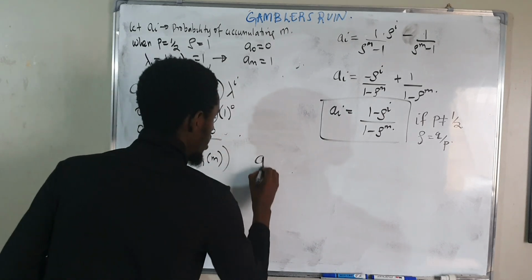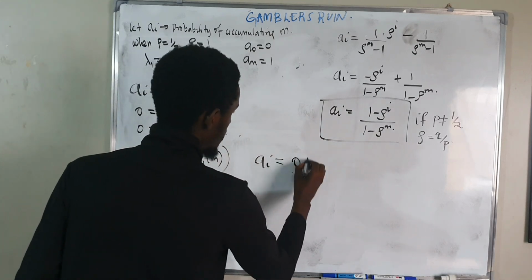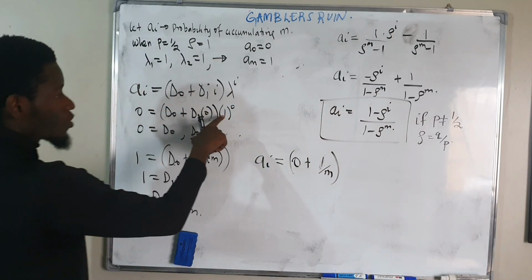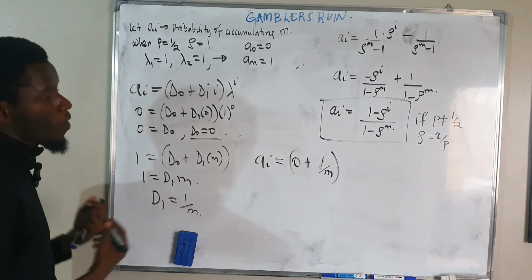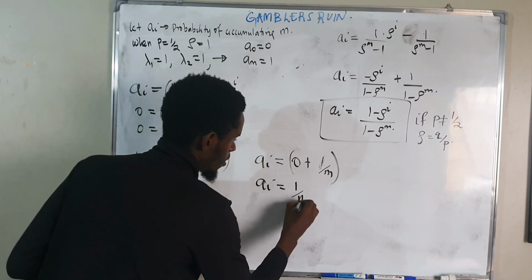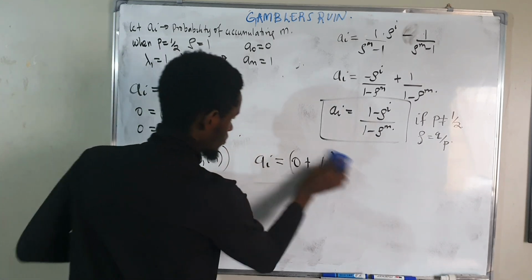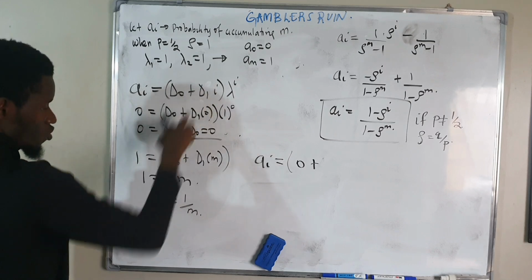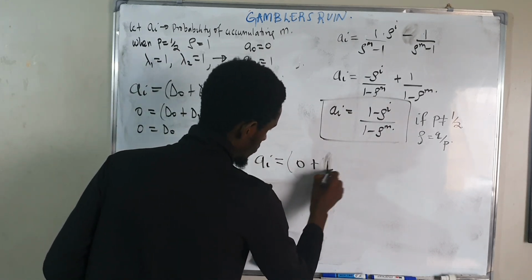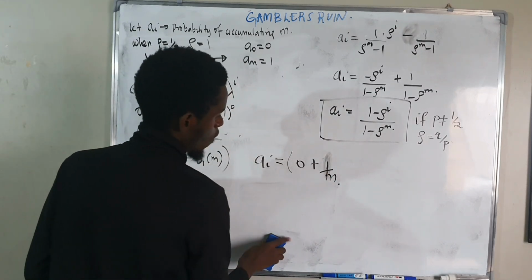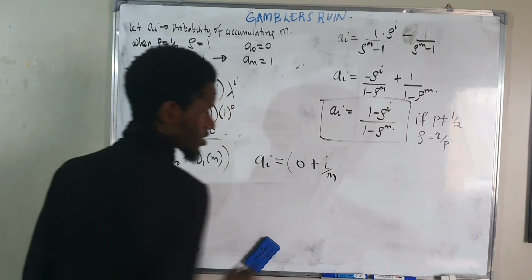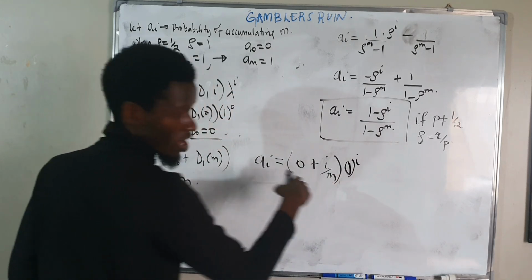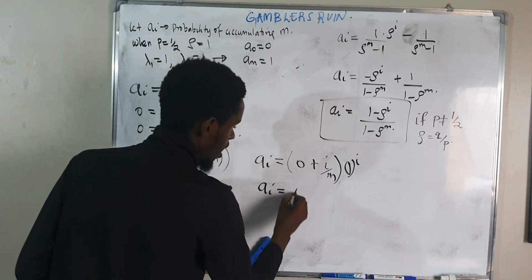Therefore, I will write my a_i as d_0, which is 0, plus d_1, which is 1 over m, times i, then times lambda, which is 1, to the power i. Sorry, if we write our a_i from this equation, d_0 is 0, plus d_1, so it should be 1 over m, but then times i, so it should be i over m. Yes? Now times lambda, which is 1, to the power i. Therefore, 1 to the power i is going to be 1, since 1 to any power is always 1. Therefore, my a_i is going to be the same as having i over m.